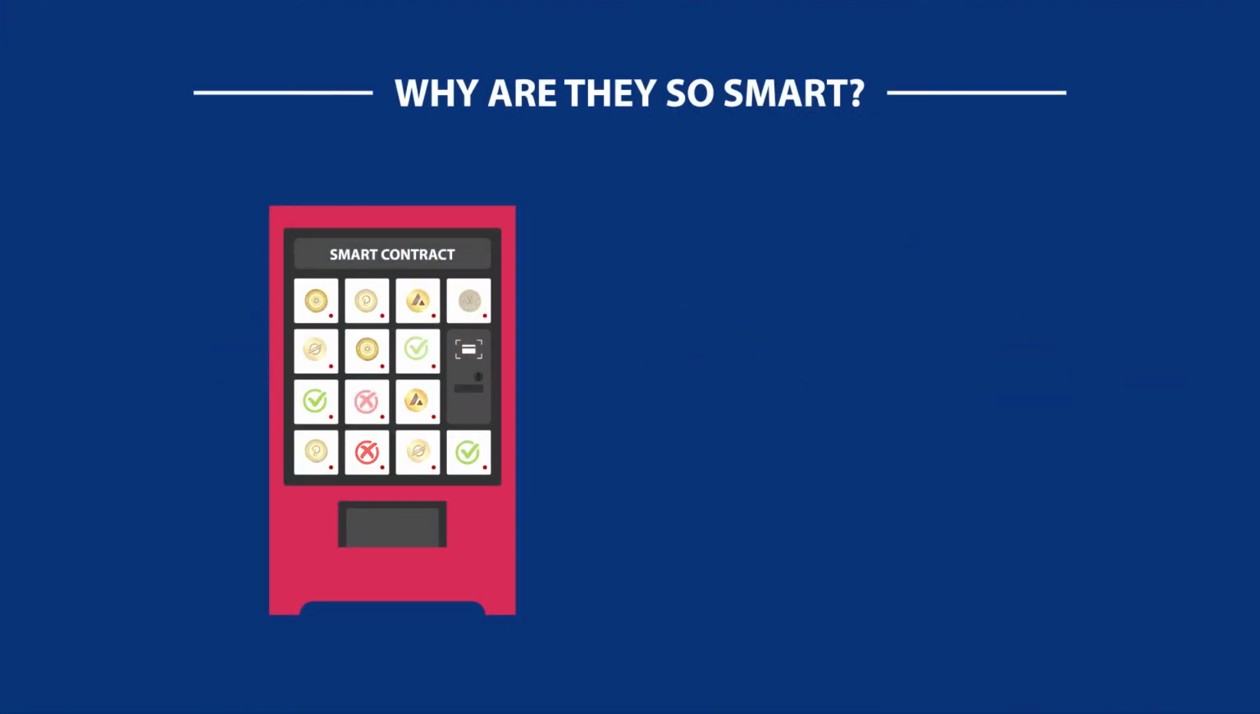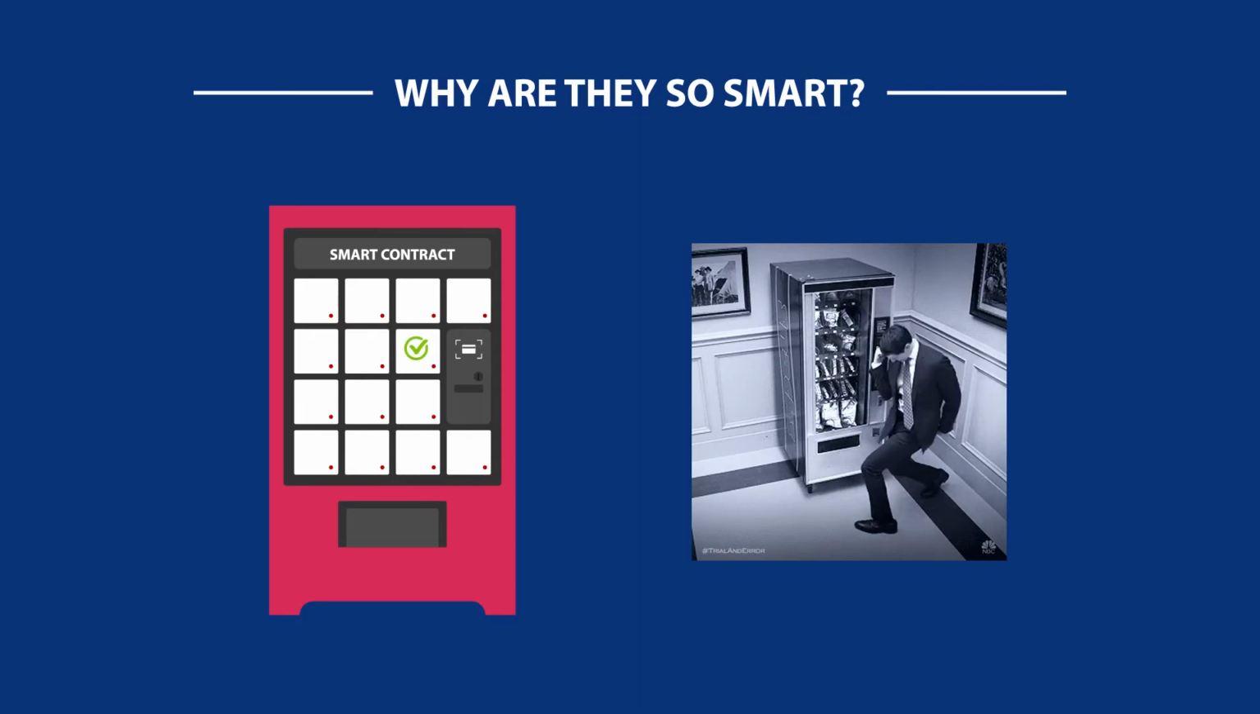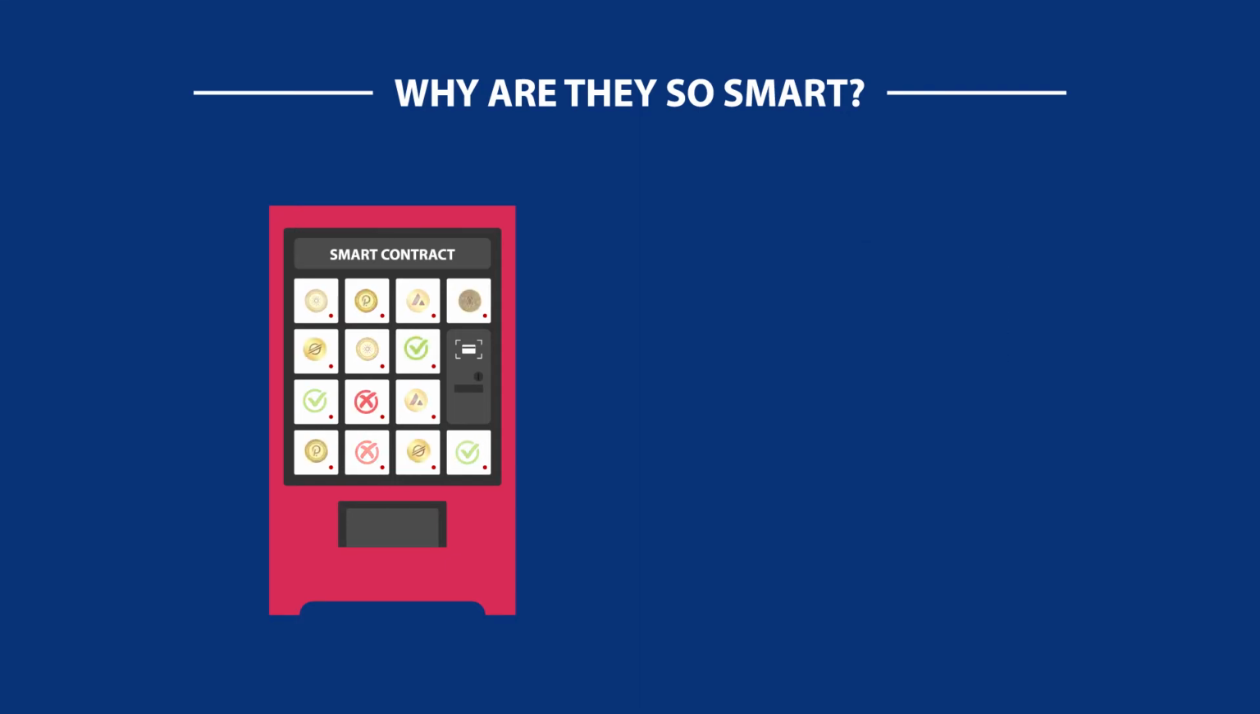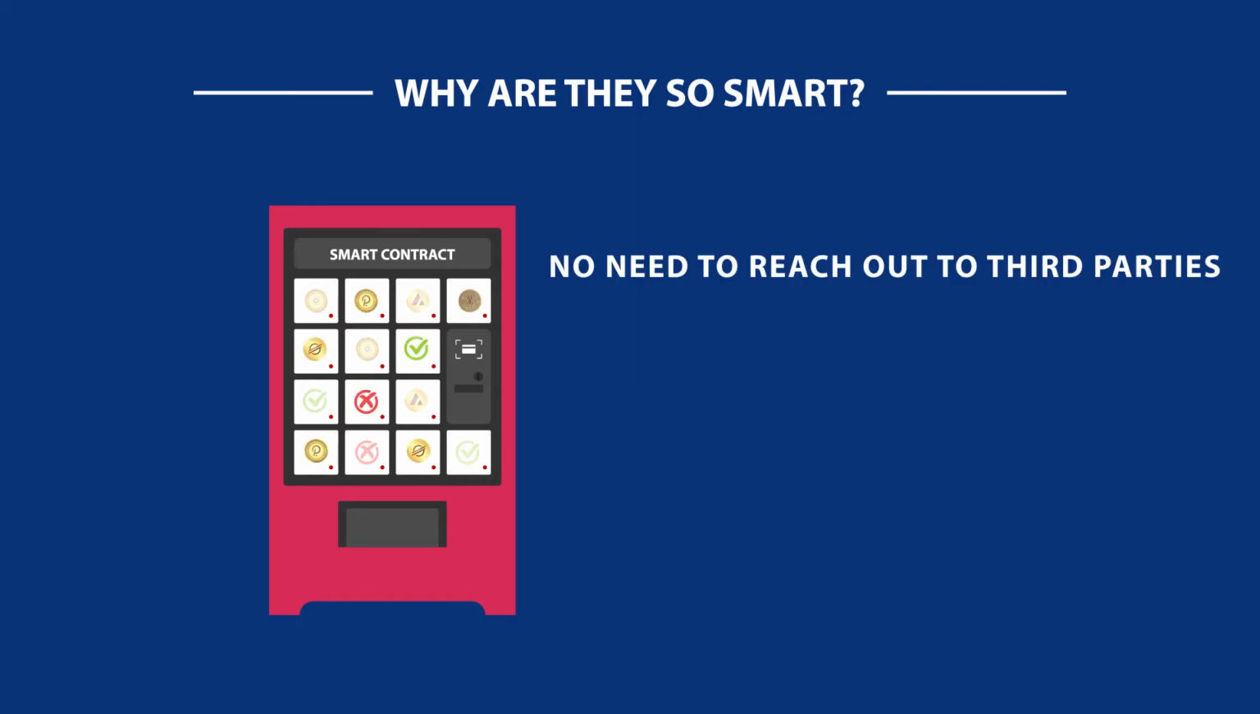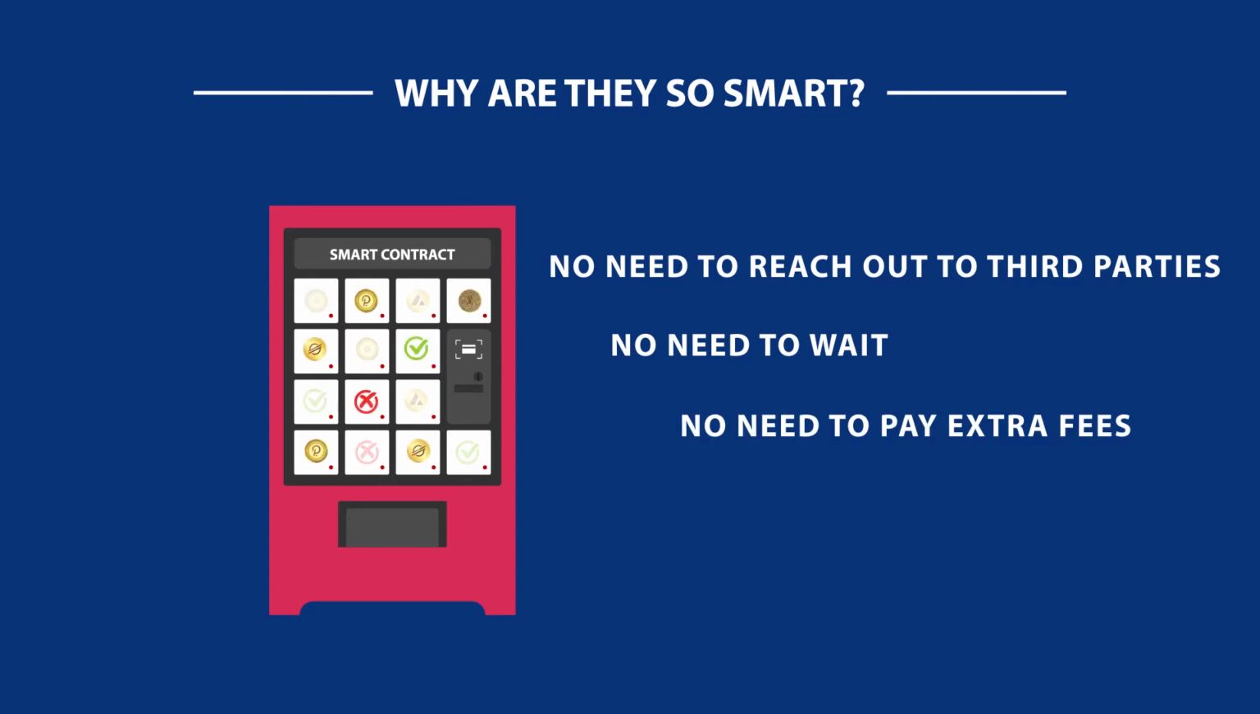But why are smart contracts so smart? A common comparison of a smart contract is to a vending machine. All you have to do is toss a token in it and get what you want. Digital contracts make bureaucratic processes easier than ever. No need to reach out to third parties. No need to wait. No need to pay extra fees.